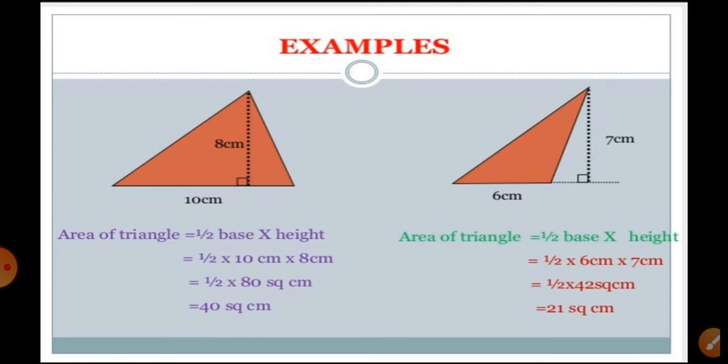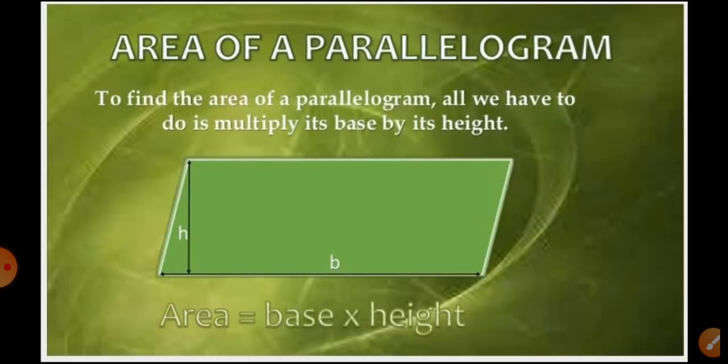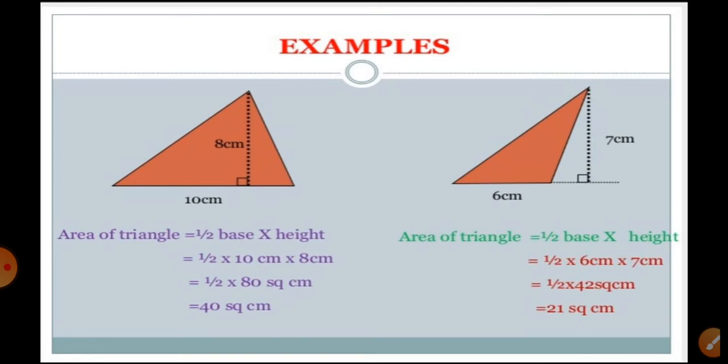See, some examples are given. Here, this is a triangle. Area of this triangle, here base is given 10 and height is 8 centimeters. According to the question, by the formula we write half into base into height. That means half into 10 into 8. The answer becomes 40 square centimeters. So, the area of the triangle is 40 square centimeters.